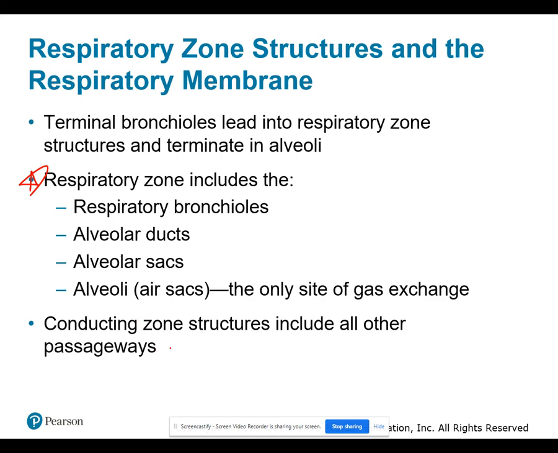So this is where we've learned about your nose, your pharynx, larynx, trachea, bronchi, etc. All of those are going to be considered conducting zones, which means they basically conduct air.